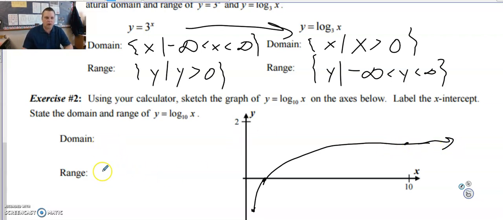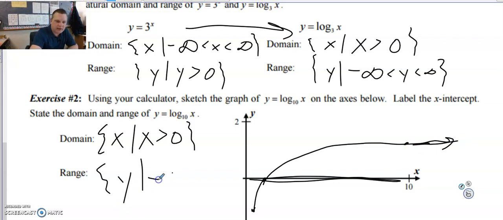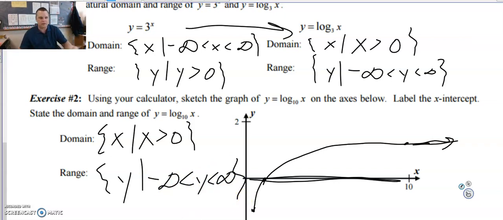Okay? So our domain, okay, again, which are the x values, are x values such that x is greater than 0, because it's all these values here. Now, even though this is going up ever so slightly, this is still going up. So it is negative infinity less, and that's your domain and range.